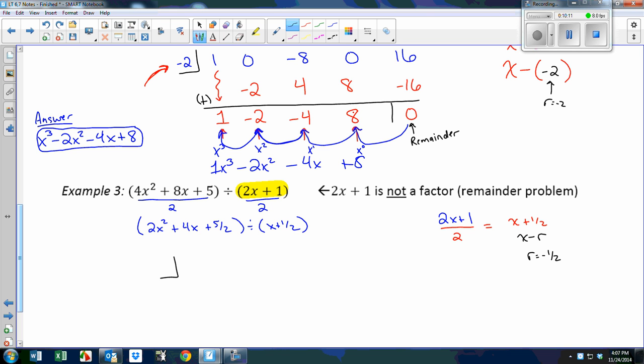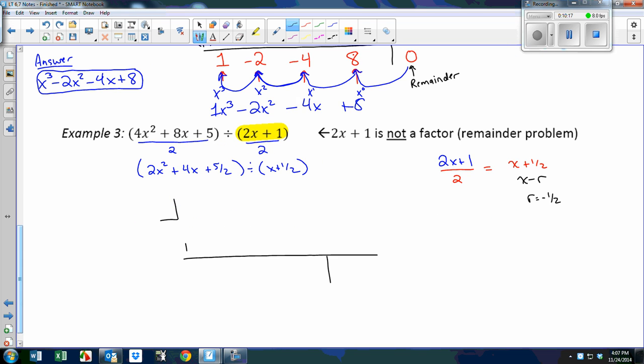So that's really what you're dividing to use synthetic division. You set up your half bar, your remainder bar. Your r value is negative 1/2. Your coefficients are 2, 4, and 5 over 2. And then you proceed like normal.